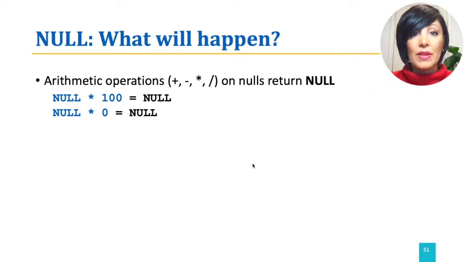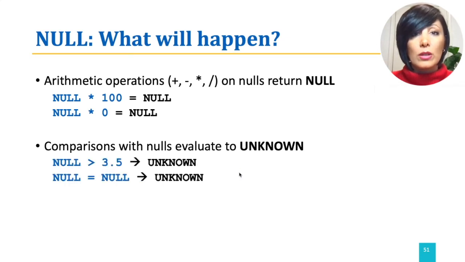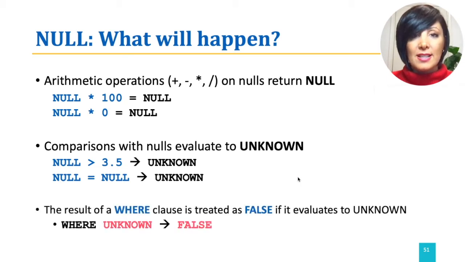Comparisons on values with null will evaluate to unknown. For example, null greater than 3.5 or null equal to null will both evaluate to unknown. This is important because the result of a where clause is treated as false if it evaluates to unknown.